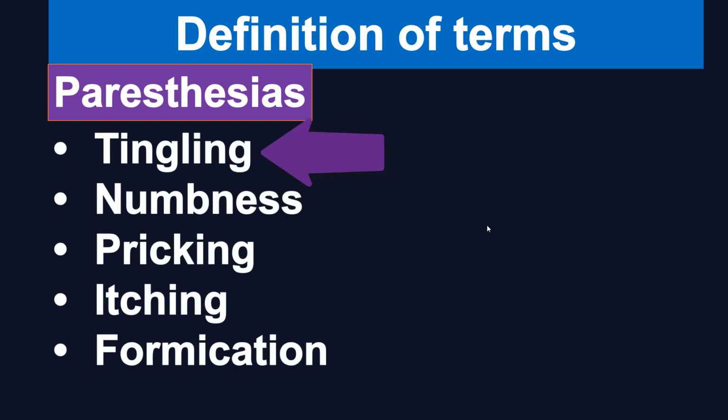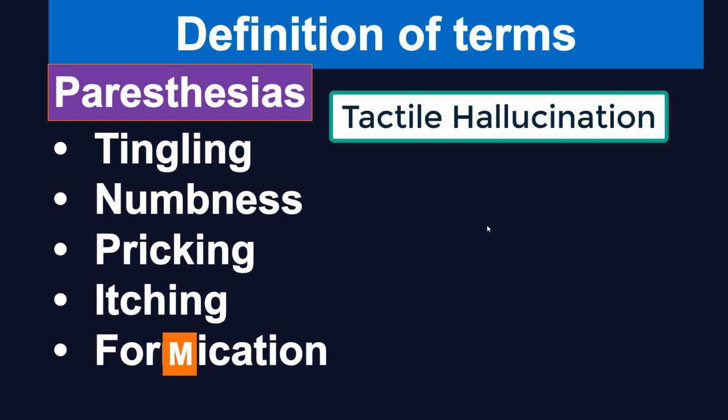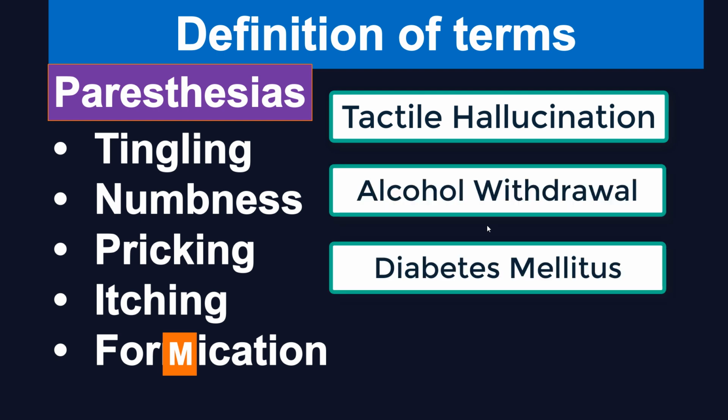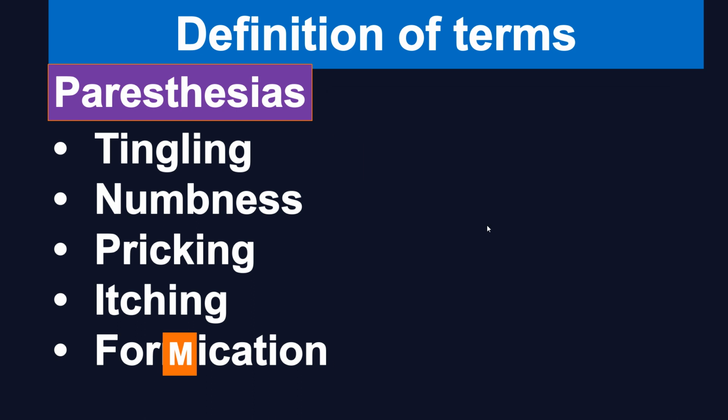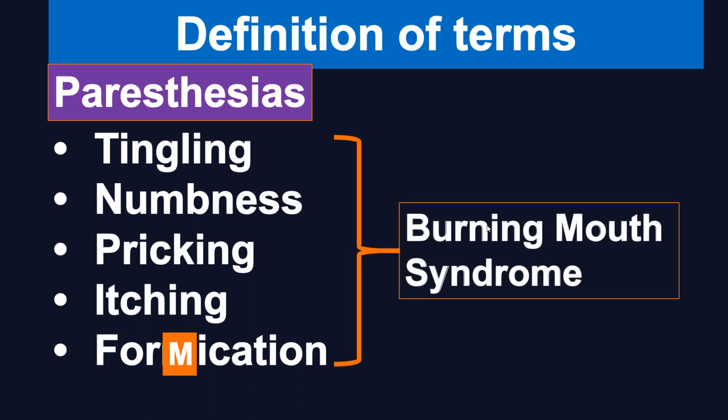Paresthesias are a group of abnormal sensations that may be perceived as tingling, as pins and needles, numbness, pricking, itching or pruritus, or formication. Now notice I said formication. This is the feeling of having crawling insects on your body, which in fact is a tactile hallucination that can be a symptom of a variety of conditions such as alcohol withdrawal or diabetes mellitus. Now all these features can be seen in burning mouth syndrome. Paresthesias may also include burning sensations.